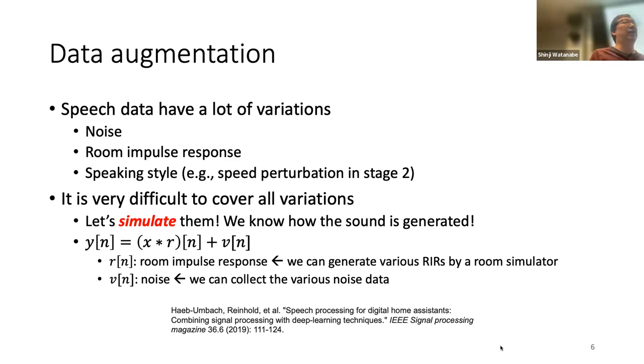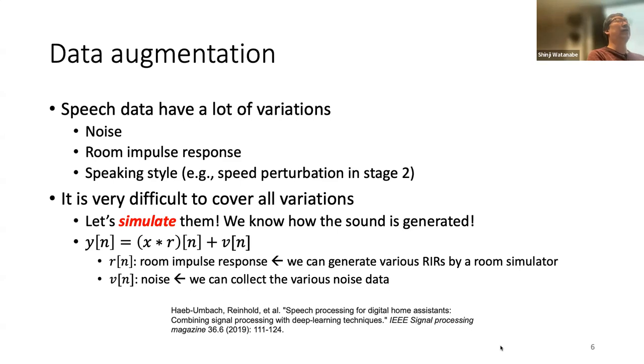Another is the speaking style. For example, sometimes people speak very quickly, or some people speak slowly. Fortunately, these three components can actually be imitated easily. Especially the first two, noise and room impulse response, can be imitated by simulation. The speaking style is just changing the speed, which can also be easily controlled by several audio processing tools. So these three are widely tackled by data augmentation.